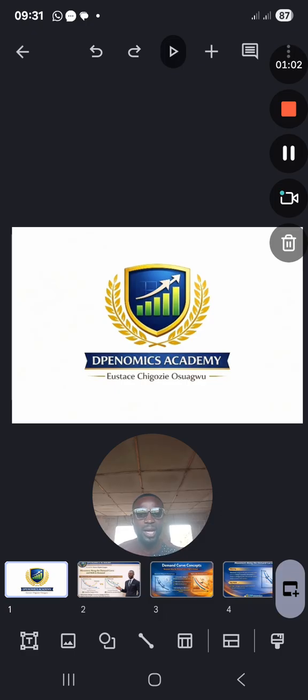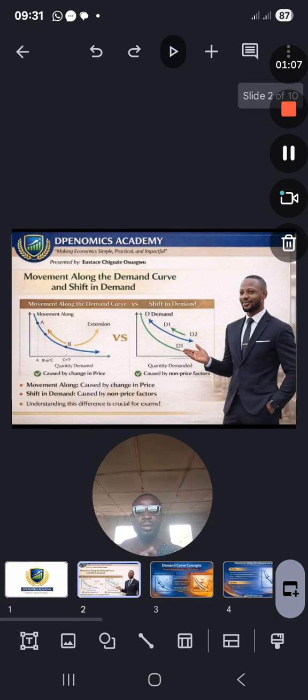Now, what do you understand by a movement along the demand curve? There are two concepts, a movement along the demand curve and a shift in demand, and both of them are different, right? A movement along the demand curve is caused by a change in price alone. Every other factor remains constant. That is to say, no other factor can cause a movement along the demand curve. Only price can. A shift in demand can be caused by every other factor apart from price, right?